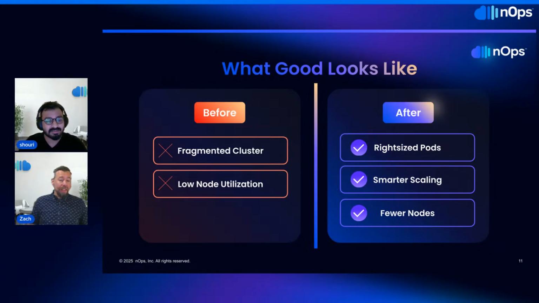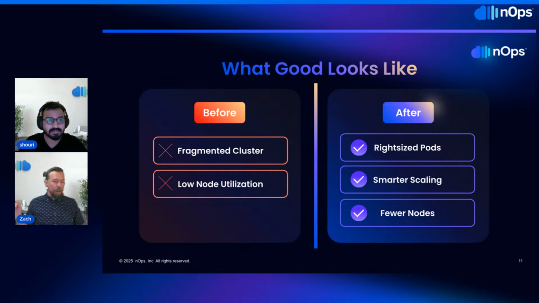At the base level, you should have your pods or your containers right-sized, because that is the input to all of the other systems essentially. That's the foundational thing, in my view: right-sizing your workloads.